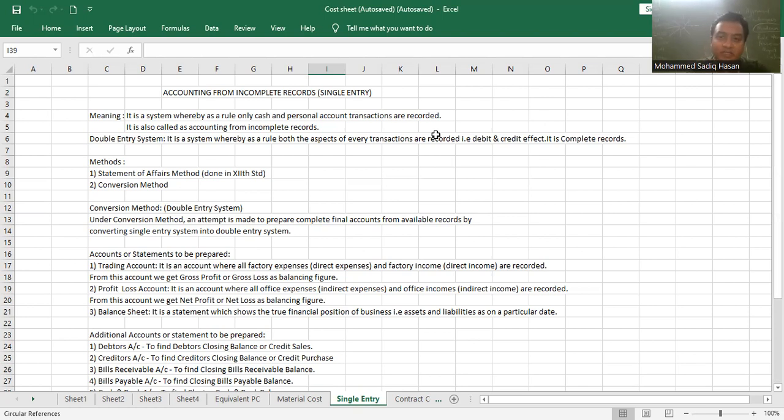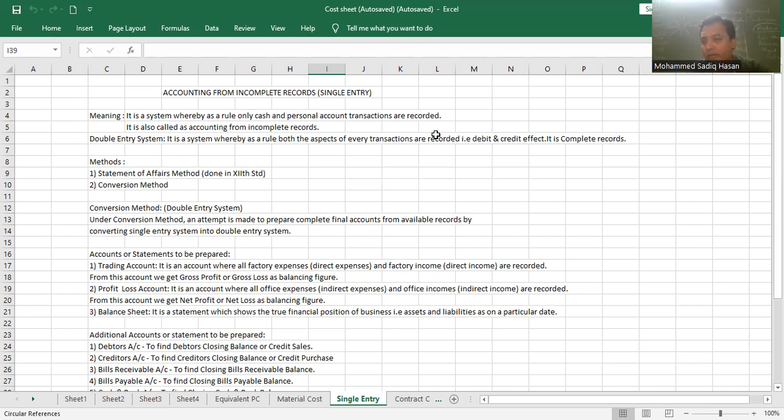And if you remember, in 12th standard, we used to record the opening statement of affairs, we used to record the closing statement of affairs, and at the same time, we used to record our statement of profit and loss. So few things were there. And there was only one single effect in standard 12. So now, to be more clear in the concept, we moved on from single entry to double entry.